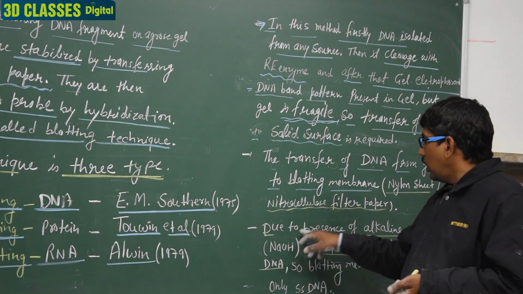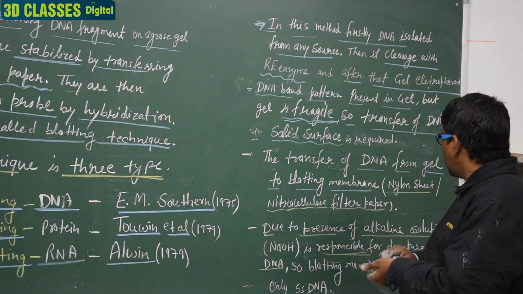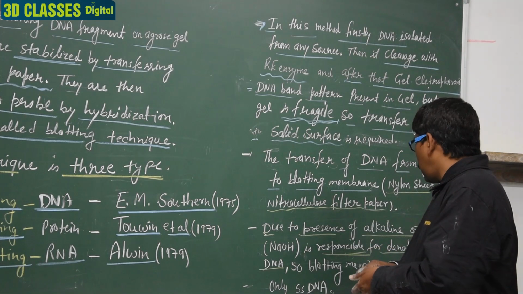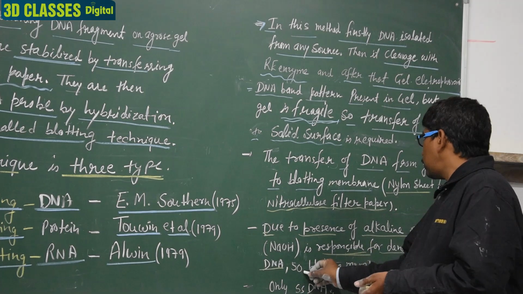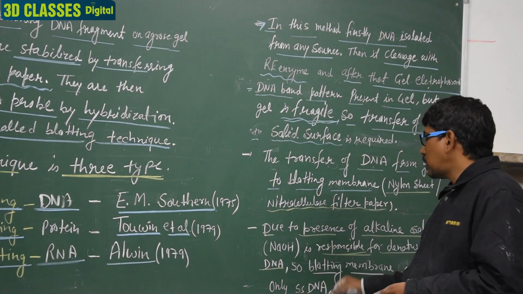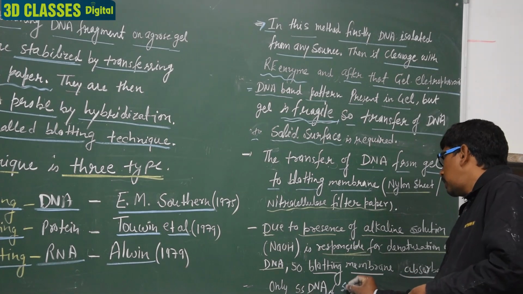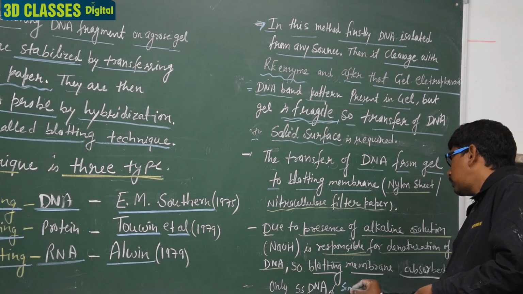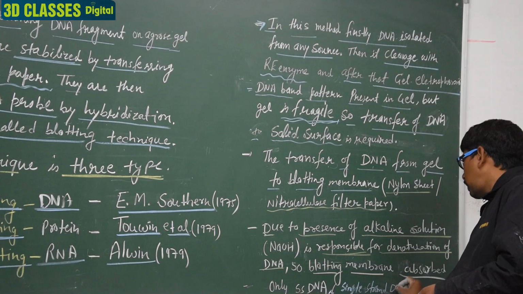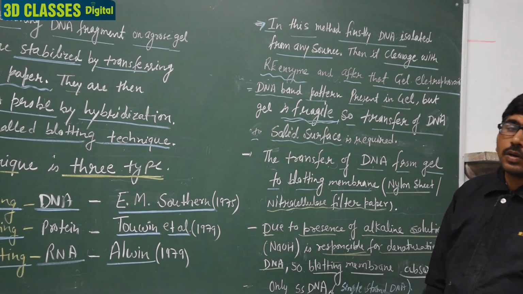Clear? Due to the presence of the alkaline solution, which is responsible for the denaturation of the DNA, the blotting membrane absorbs only ssDNA. ssDNA means single stranded DNA. Clear? It absorbs only single stranded DNA.